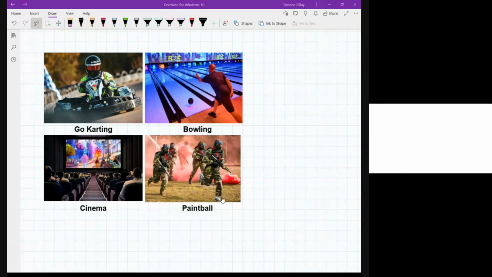Liaho, do you agree or disagree? Yes, ma'am, go karting because I'm the best go kart in this class. I think so, maybe, but yeah. But yeah, ma'am, I'm definitely gonna keep go karting because it's more fun. Bowling is boring. The cinema is quite boring. But paintballing is also good, but go karting is better.